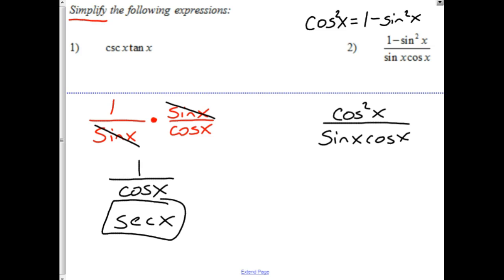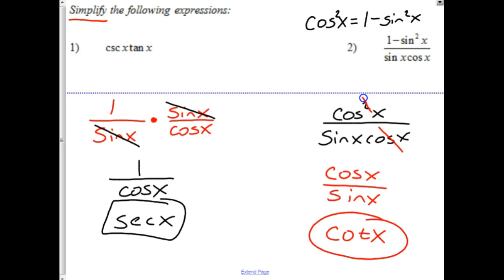Well, cosine squared x is the same thing as saying cosine x times cosine x, right? So one of these cosines can cancel because I have one on top and one on bottom. And I'm left with cosine x over sine x. Well, what is cosine x over sine x? Cotangent x. And that's my answer.